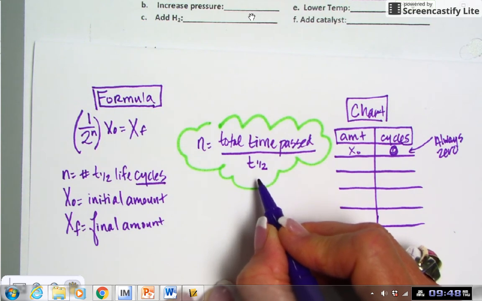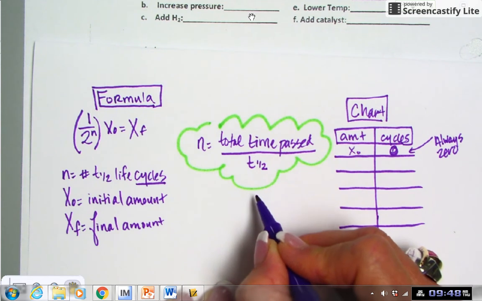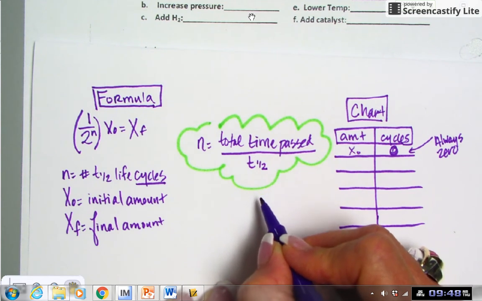So if you were to start with, say, 100 grams of a radioactive isotope, after 1 half-life cycle, you would have 50 grams remaining. After the second half-life cycle, you would have 25. After the third, you would have 12.5. So that goes on, so on and so forth, for however many cycles. You just keep dividing the amount in half.